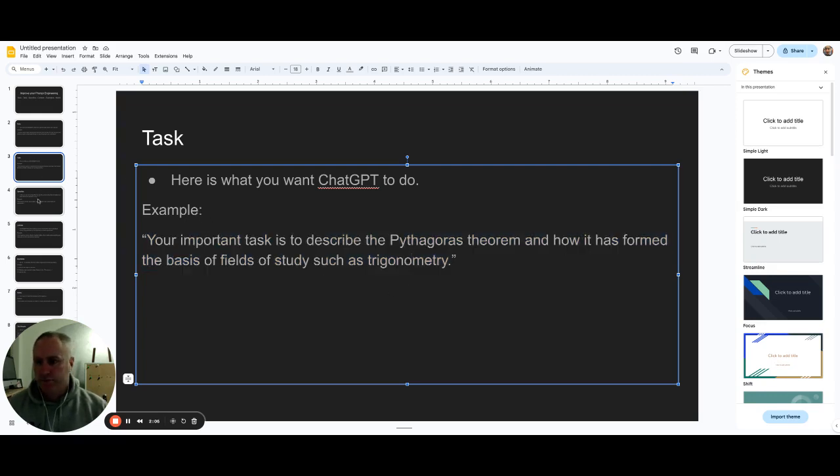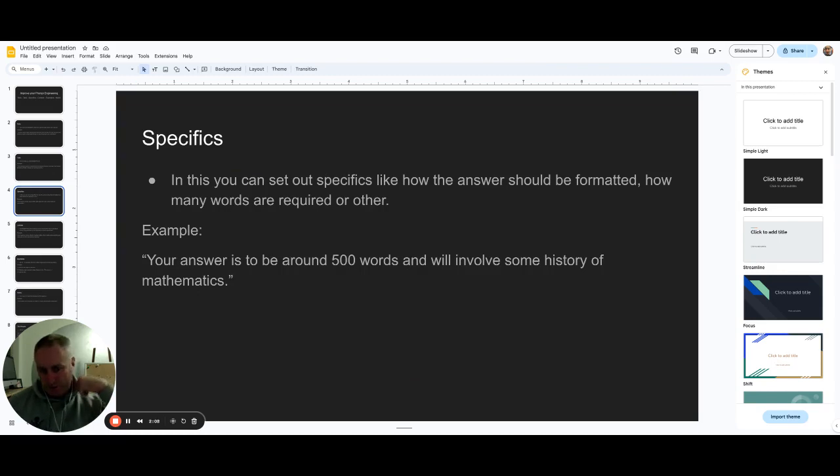The next one is specifics, and this is where you give it guidelines on things like the format. You might specify something like HTML or code or some sort of different format. How many words are required? Anything else like that. The example I've given here: your answer is to be around 500 words and will involve some history of mathematics. So that's basically how that works. It just focuses ChatGPT on what it needs to actually provide you.